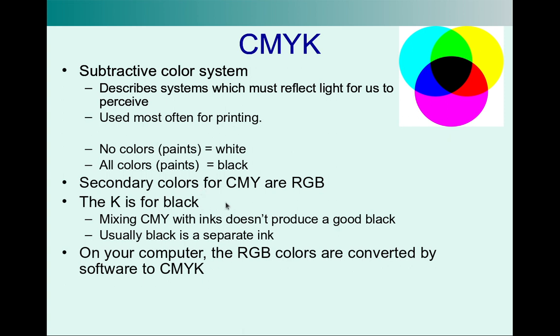The secondary colors for CMYK, as we have just seen previously, are red, green, and blue. Here the K stands for black. This is used separately because mixing the basic colors C, M, and Y, which are produced with the inks cyan, magenta, and yellow, will not produce a good black color, and that's why black is used separately.